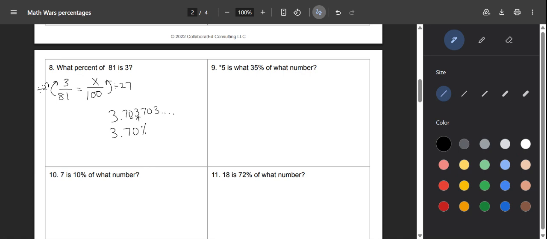You could make a tape diagram, but it takes 27 sets of 3 to get to 81. I don't think you want to draw out 27 sets of 3. So I did the proportion here because it's a little bit faster.